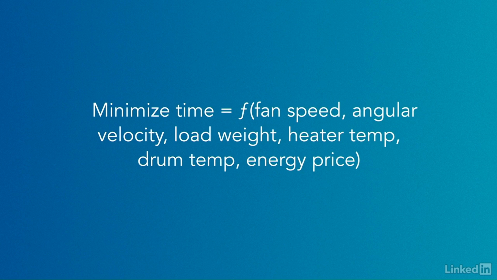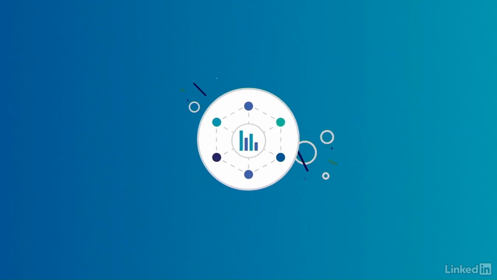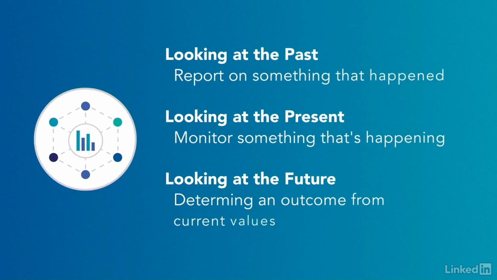We can then take those variables to configure the dryer so that it dries the clothes in the shortest amount of time. Next, we look at analytics. As mentioned earlier, the model is improved by capturing additional data points for each variable. At a high level, we can classify analytics in three ways.